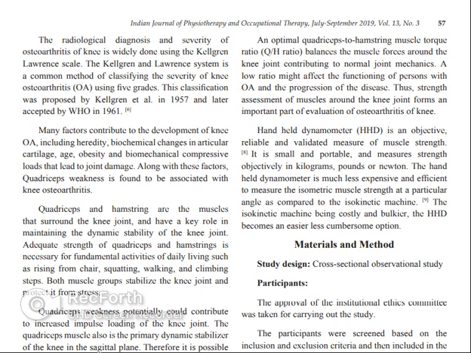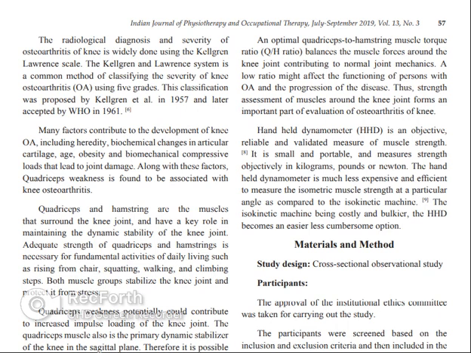Osteoarthritis of knee is widely assessed using the Kellgren-Lawrence scale. The Kellgren and Lawrence system is a common method of classifying the severity of knee osteoarthritis using 5 grades. This classification was proposed by Kellgren et al. in 1957 and later accepted by WHO in 1961.